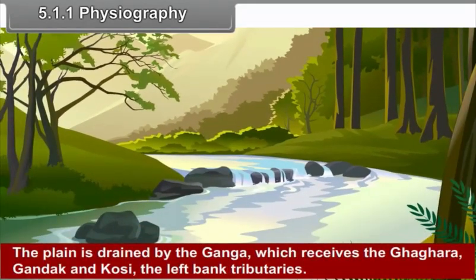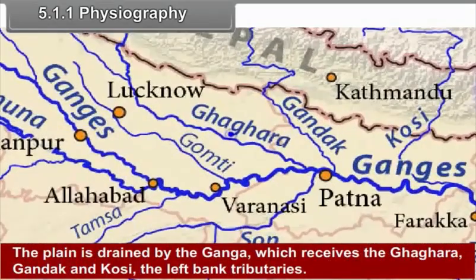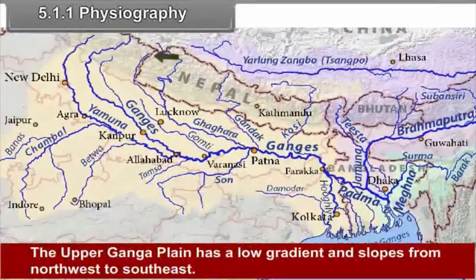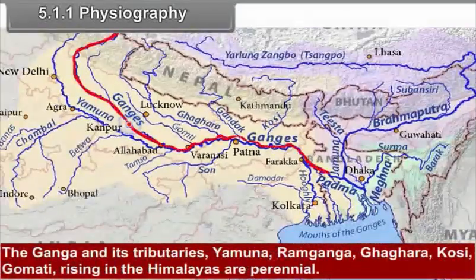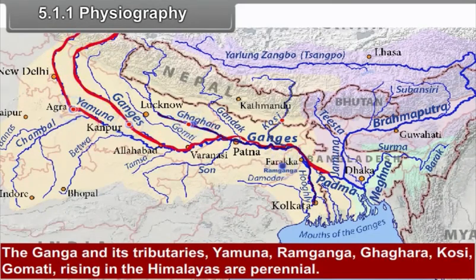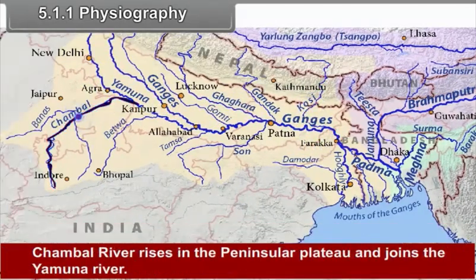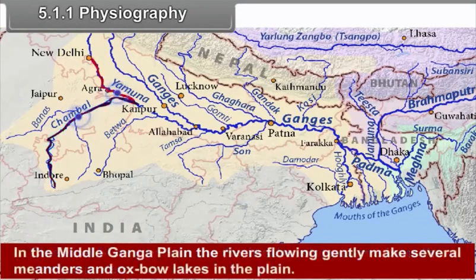The plain is drained by the Ganga, which receives the Ghagra, Gandak and Kosi, the left bank tributaries. The Upper Ganga Plain has a low gradient and slopes from northwest to southeast. The Ganga and its tributaries, Yamuna, Ramganga, Ghagra, Kosi and Gomti, rising in the Himalayas, are perennial. Chambal River rises in the Peninsular Plateau and joins the Yamuna River.